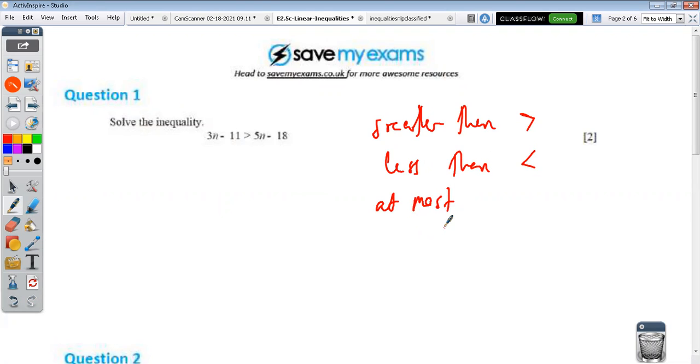What does at most mean? If I say at most 5 students, what does that mean? Doesn't that mean that's the maximum? At most, it means it's the maximum. It can't go beyond. It means 5 or lesser. So at most means less than or equal to. Clear? At most means less than or equal to.